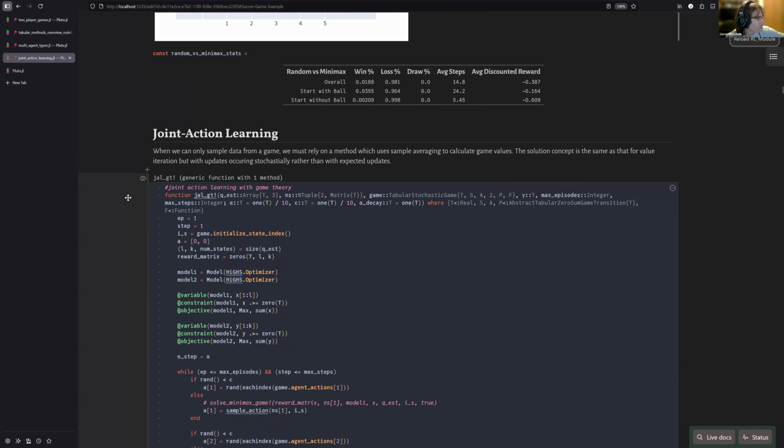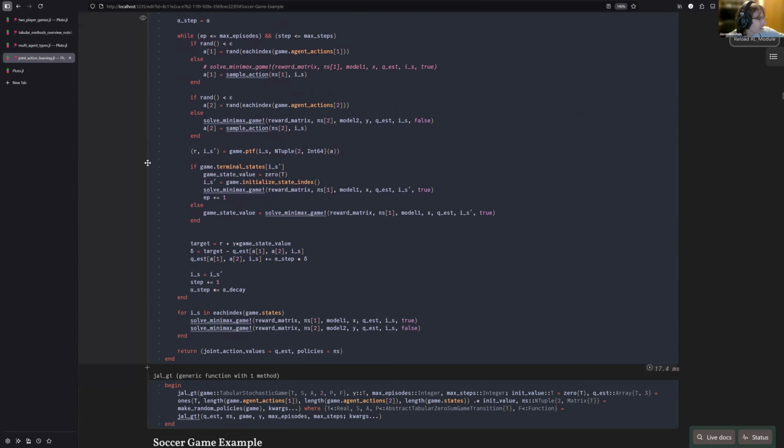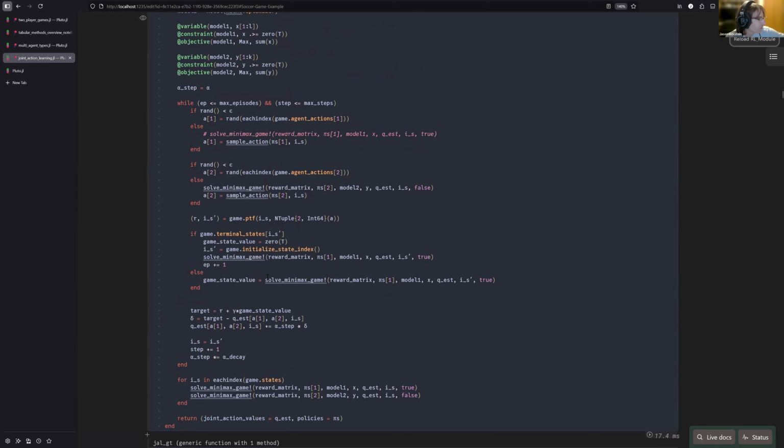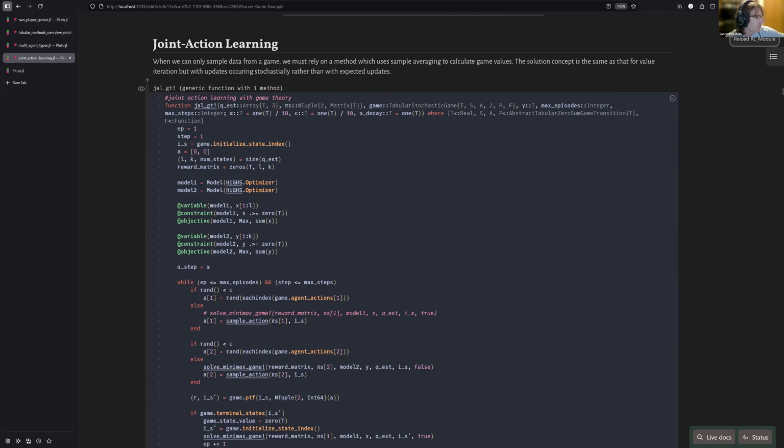So here's the code. This is the version of the algorithm that works for a minimax game. The way I've written this code, these games have a type parameter in them, which tells you what type of game it is. So here, this is for a zero-sum game, meaning that there's just one reward value. It's positive for one player, negative for the other player.